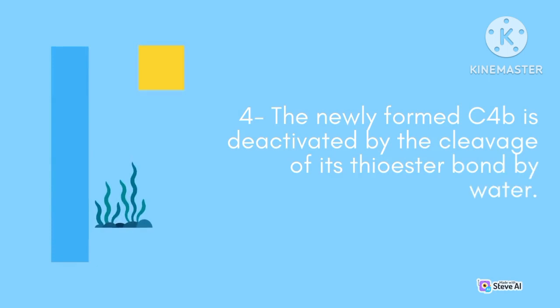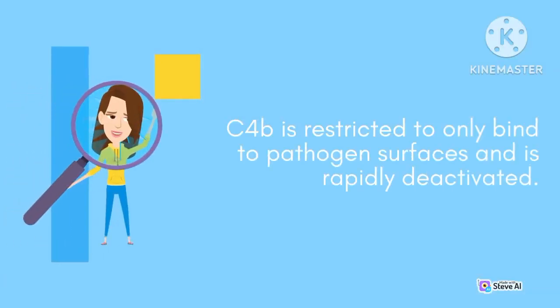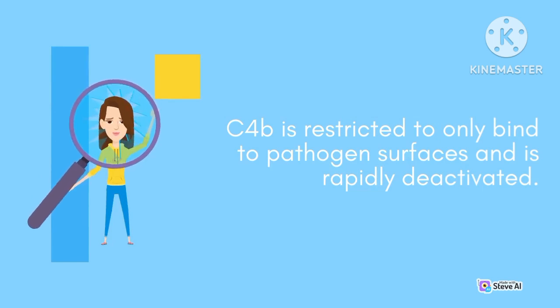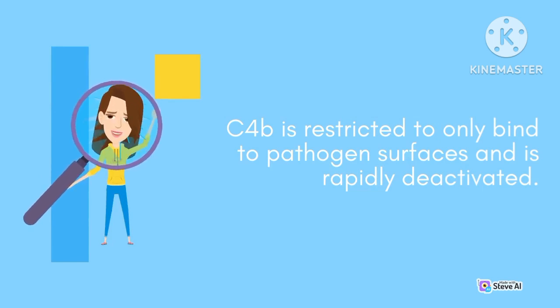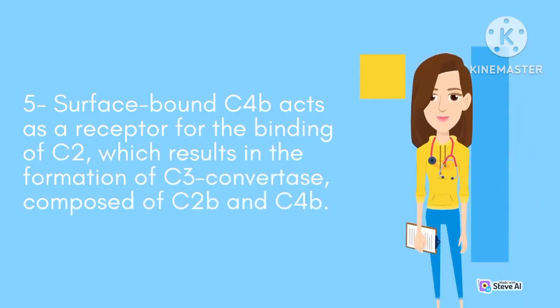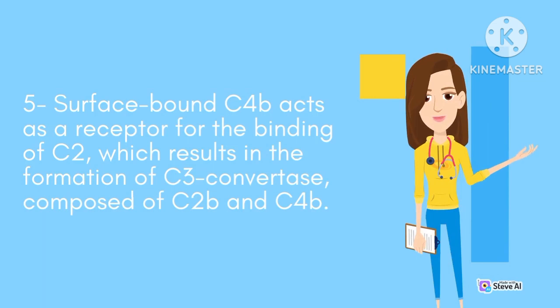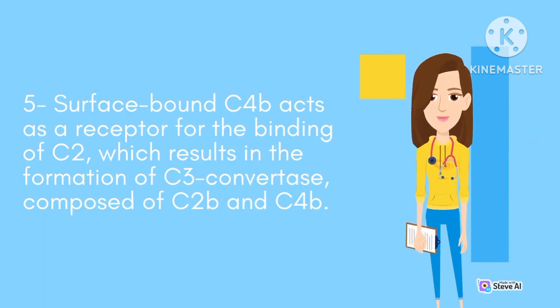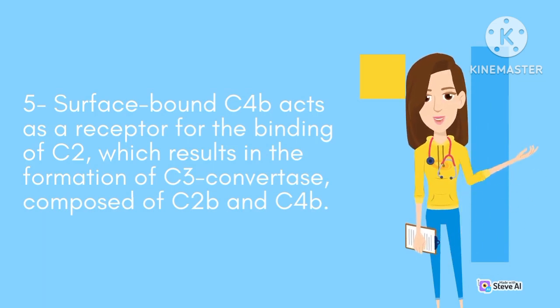4. The newly formed C4b is deactivated by the cleavage of its thioester bond by water. C4b is restricted to only bind to pathogen surfaces and is rapidly deactivated. 5. Surface-bound C4b acts as a receptor for the binding of C2, which results in the formation of C3 convertase, composed of C2b and C4b.